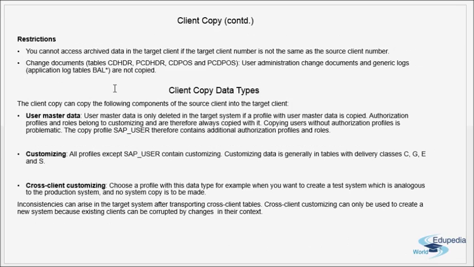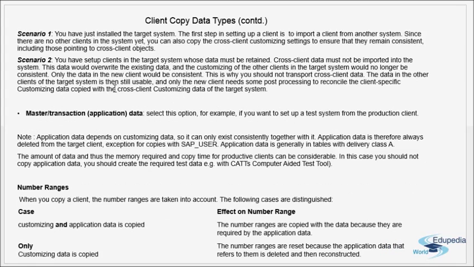So the different data types are the user master data, the customizing, the cross client customizing, and the application data. Now when these client copies are done, they will have an impact on the number ranges. So what are these number ranges?